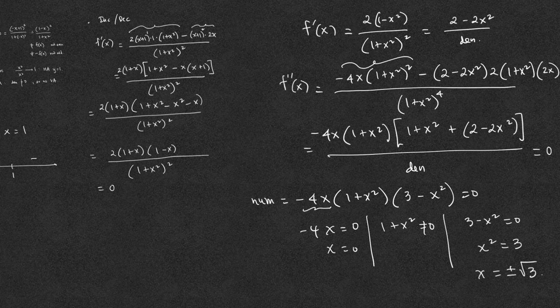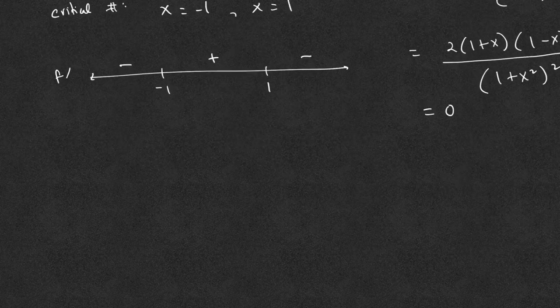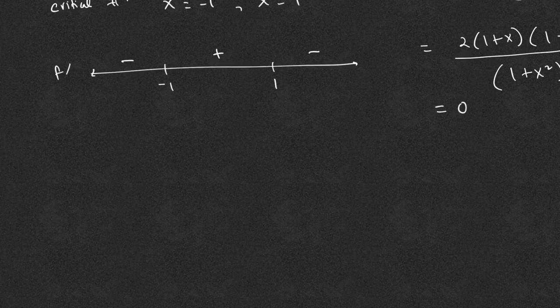So the three cut points, these are not critical points, but cut points for the second derivative, are 0, negative root 3, and positive root 3. We then construct the sign chart using these three cut points from the second derivative. The cut points are negative root 3, 0, and positive root 3.